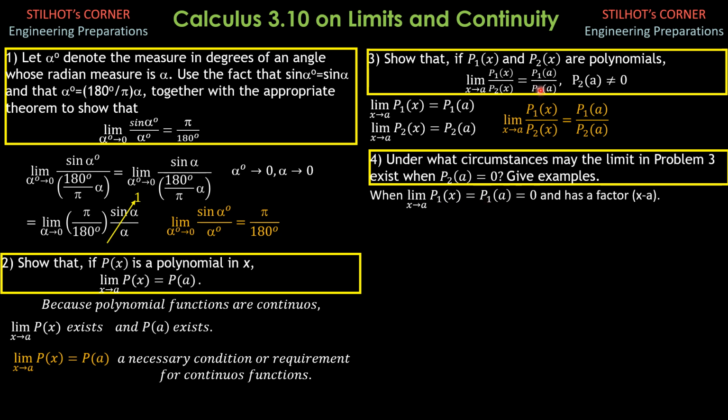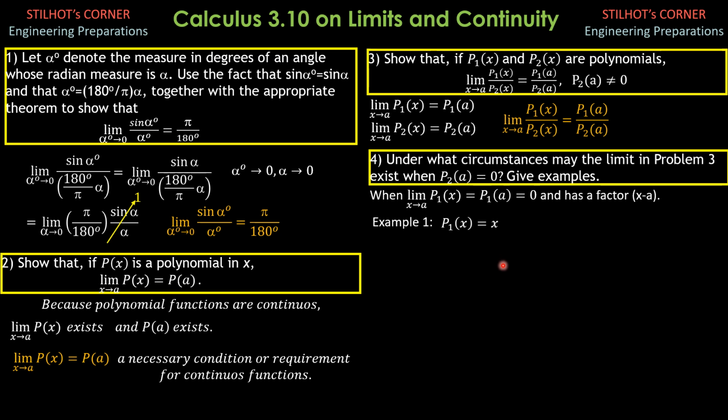The polynomial in x in the numerator also approaches 0, and the common factor is x minus a, which is also a factor in the denominator. That's why p2 of a is 0. And these are the examples.